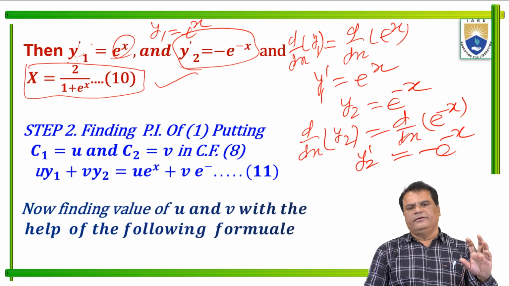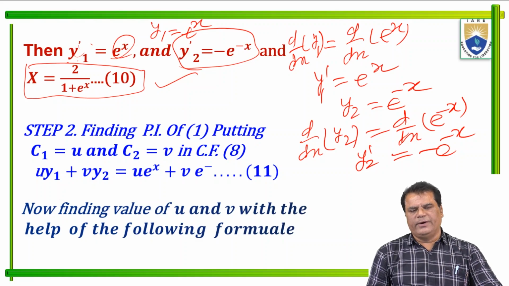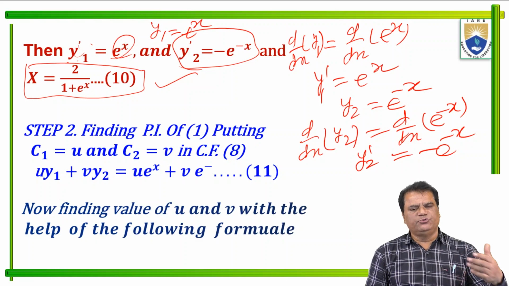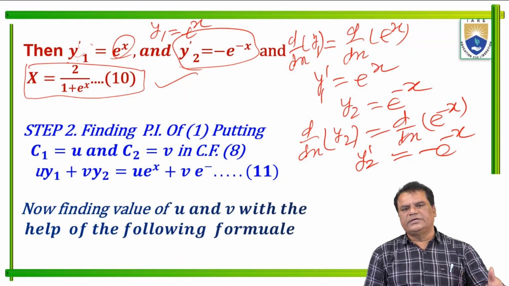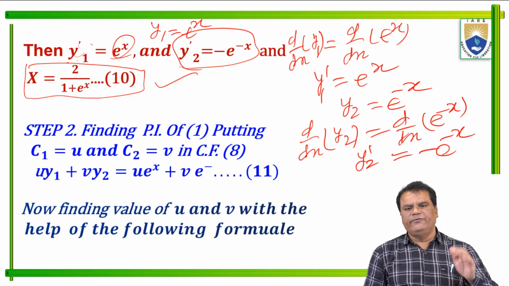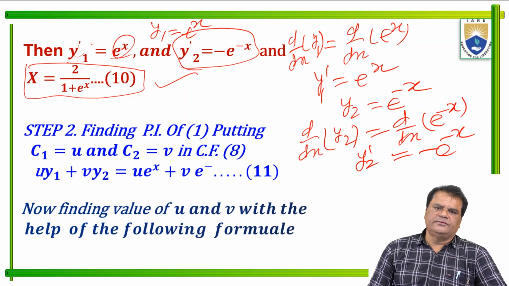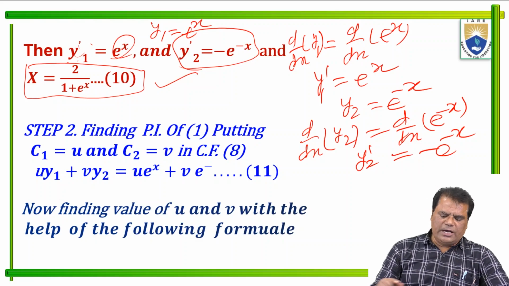From finding the complementary function, we get the solutions y1 and y2. y1 is e to the power x and y2 is e to the power minus x. After differentiating these solutions, we get y1 dash and y2 dash. So y1 dash is e to the power x, no change, and y2 dash is minus e to the power minus x. And capital X is 2 upon 1 plus e to the power x, from the given question, the right hand side. So now step 2.